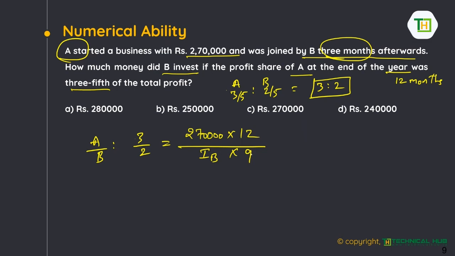It is very easy. Here it cancels with the 9 table, 30,000, and then here it is 10,000. And next, you can do the cross multiplication over here. Investment of the second person is equal to 2 into 12, 24, 24 into 10,000, 2,40,000. That is the investment of B. Option D is the right answer.